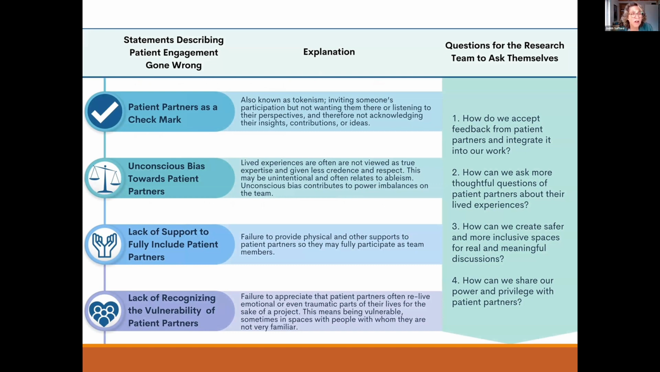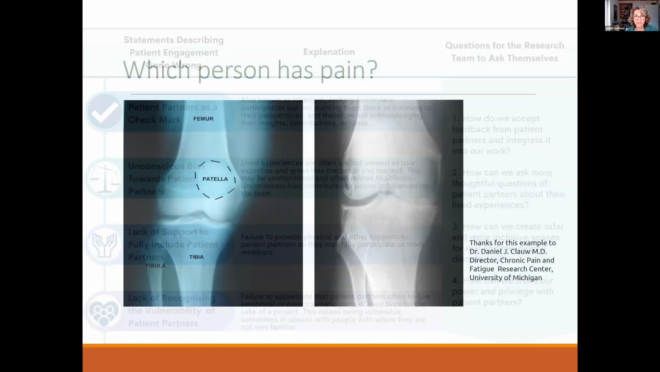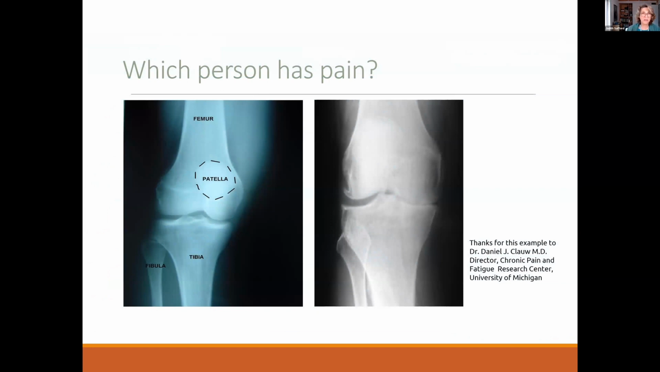And this is the second one, the unconscious bias towards patient partners, because it raises the question: what is expertise and what is evidence? And how do we negotiate and navigate that without devaluing the experience or the evidence of one party? And it's a nice example with knees and osteoarthritis. So here are two knees, and on the left-hand knee you see a nice space between the femur and the tibia, and it's a healthy knee, right?